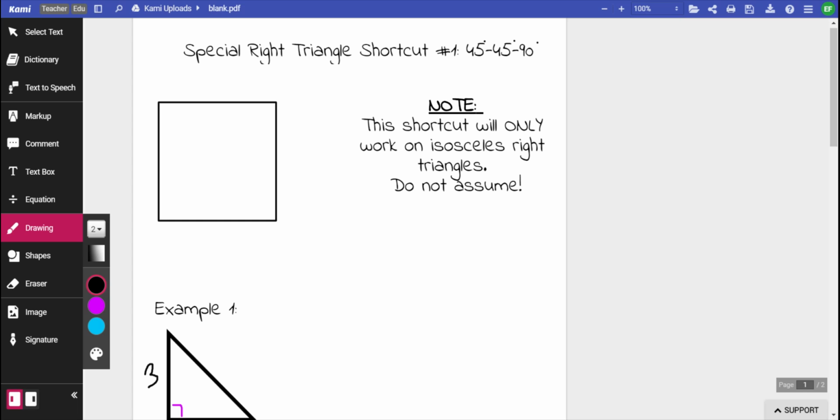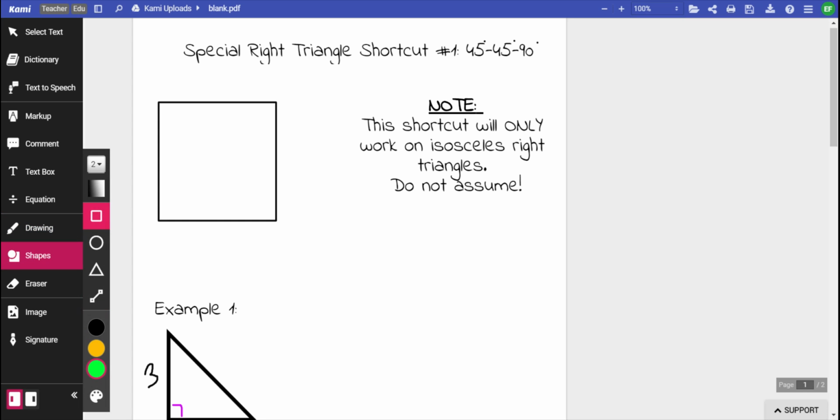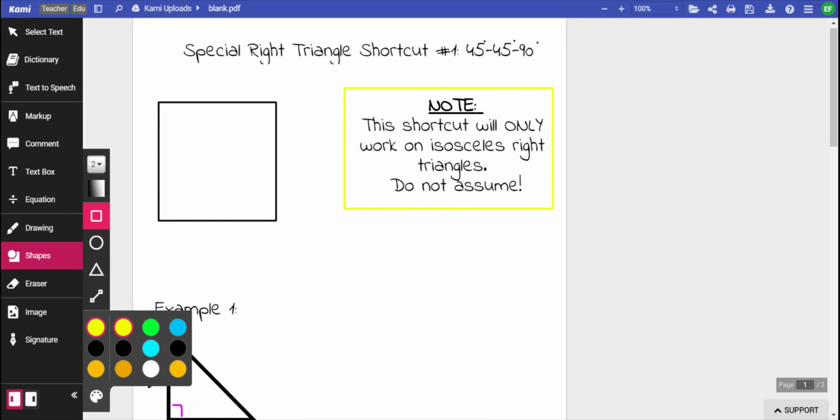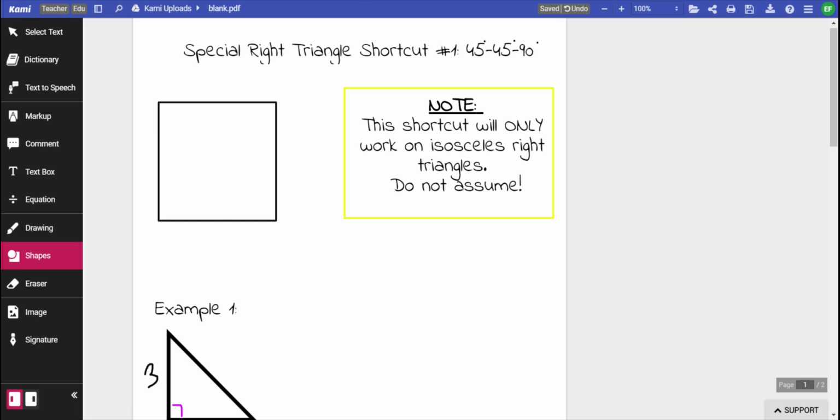Something to note first and foremost is that this shortcut only works on isosceles right triangles. So as you're going through these problems, please make sure that you know for a certain fact that you are looking at a 45, 45, 90 or isosceles right triangle before you attempt to use this shortcut, okay? So do not assume anything.